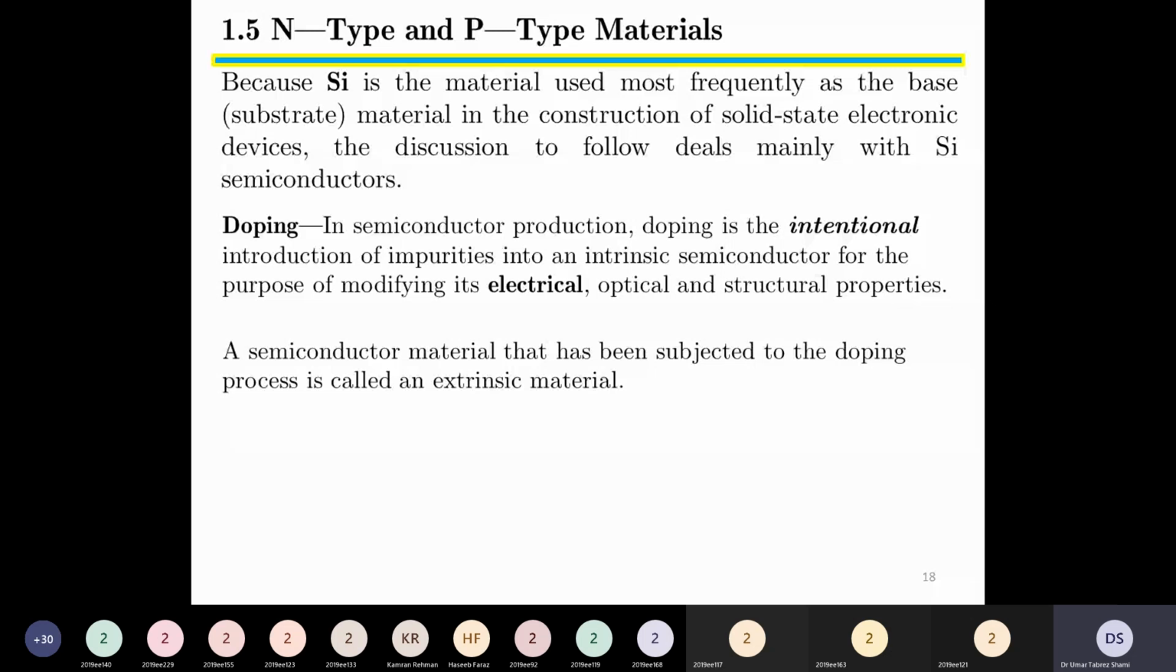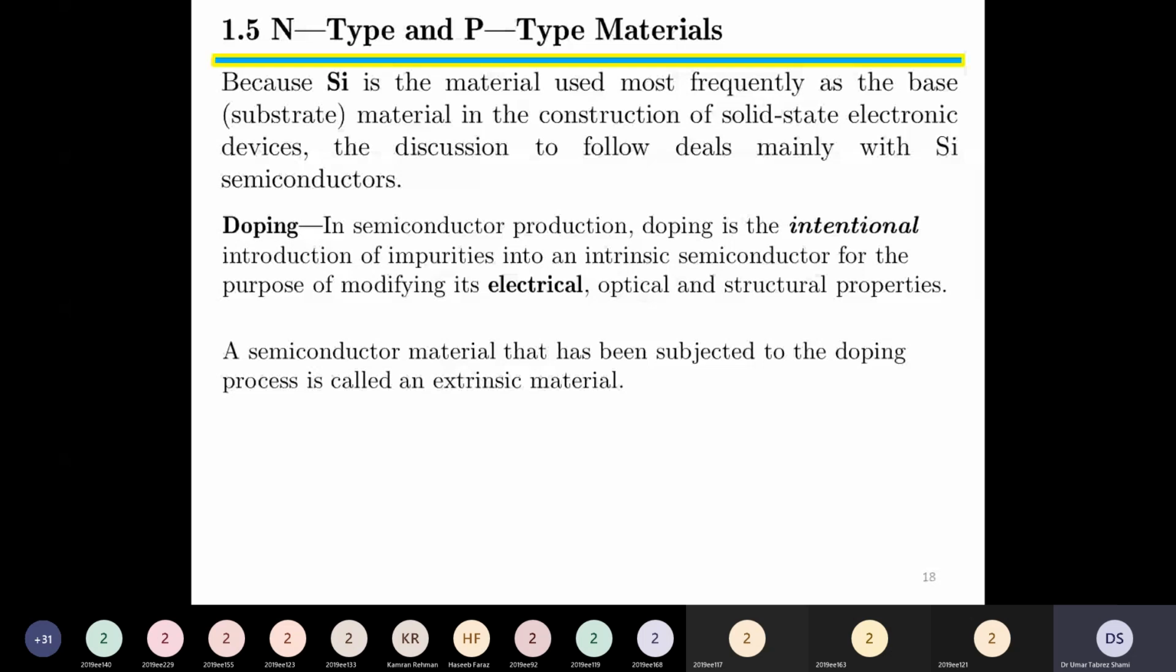So doping is in fact a procedure, and in this procedure, the impurities are purposely introduced, injected, or added into an intrinsic, the 100% or nearly 100% pure semiconductor, for the sole purpose of changing either its electrical property, its optical property, or its structural properties.